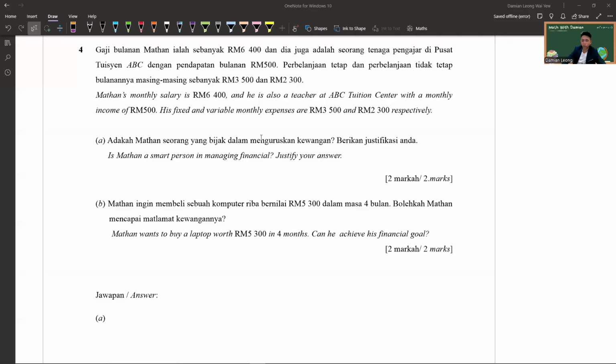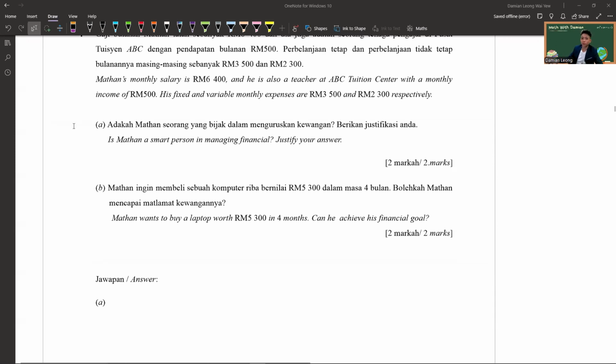Now question 4. Aiden's monthly salary is 6,400 ringgit. And he's also a teacher at ABC Tuition Center with monthly income 500 ringgit. His fixed and variable monthly expenses are 3,500 and 2,300 respectively. So is Aiden a smart person in managing financial? Justify your answer. So whether he is managing the financial well.